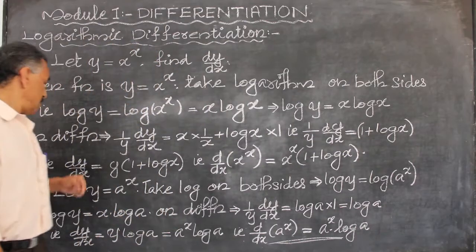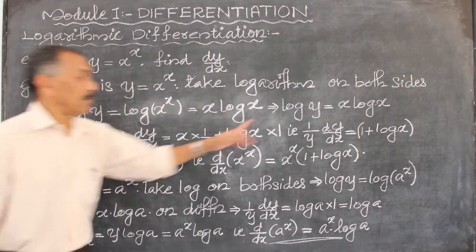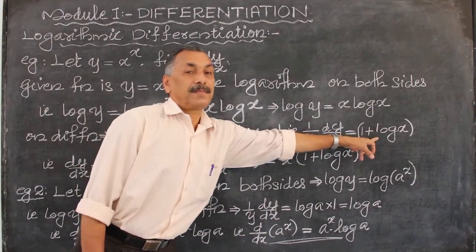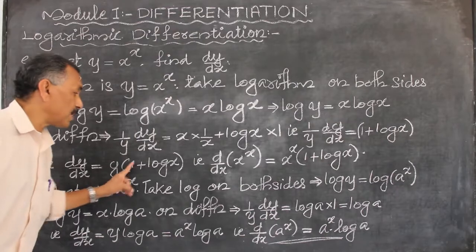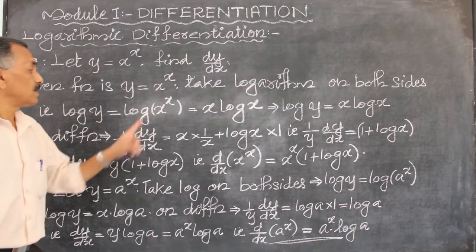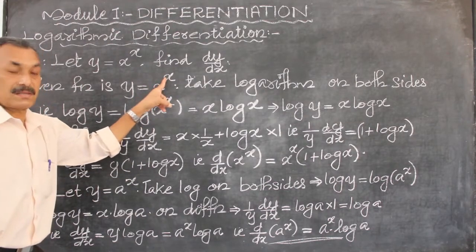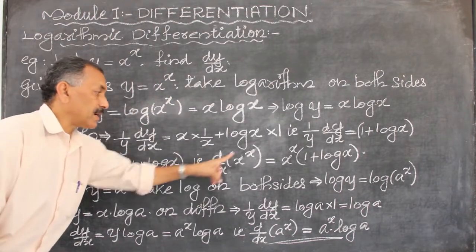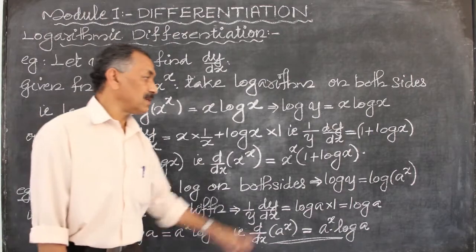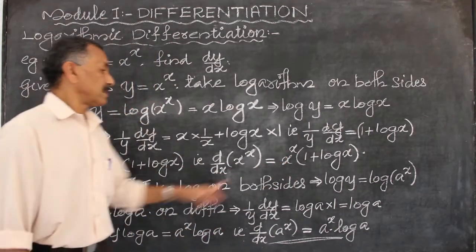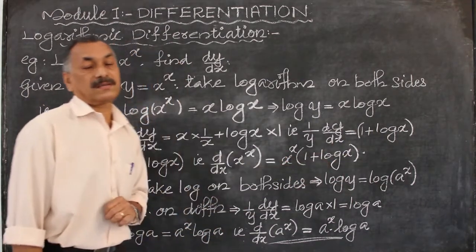Or dy by dx is equal to y into 1 plus log x, where the 1 by y goes to the other side. What is y? Y is equal to x raised to x. So the derivative of x raised to x is equal to y, that is x raised to x, into 1 plus log x.